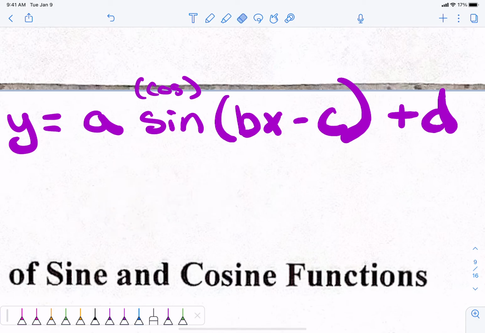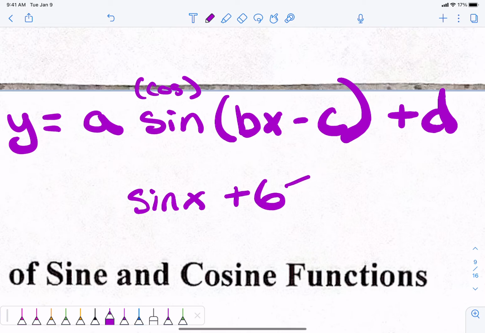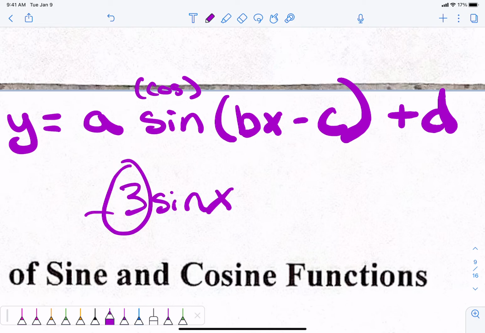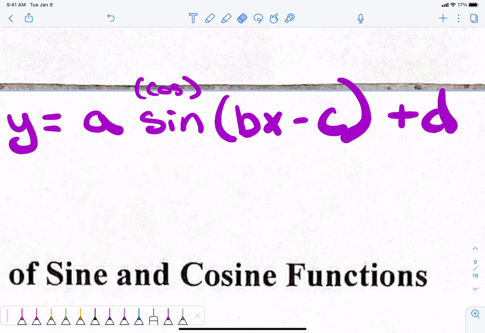Sometimes you'll have something like sine of x plus 6. In that case, you only have a d value. Does that make sense? Okay? But worst case scenario, you have all of those things being graphed all at the same time. Okay? So let's talk about what each of those pieces does.